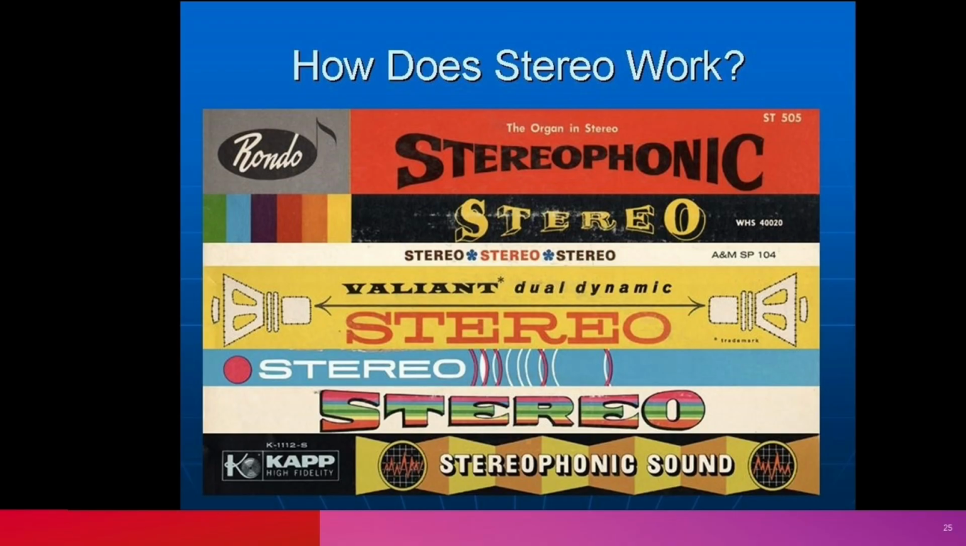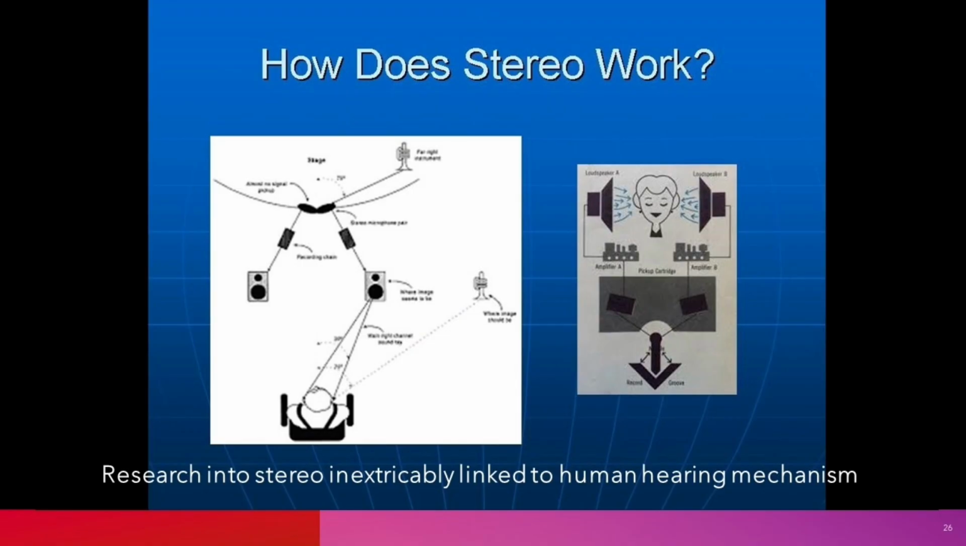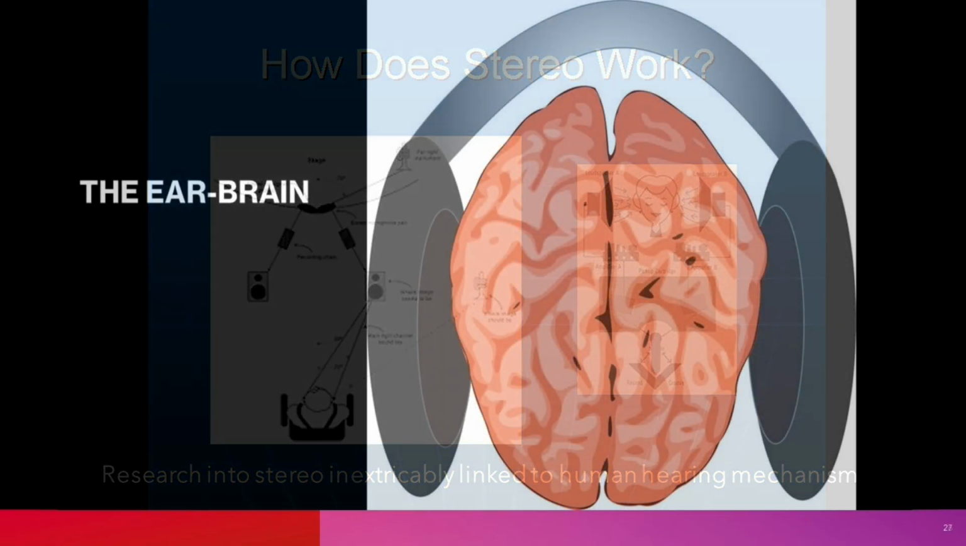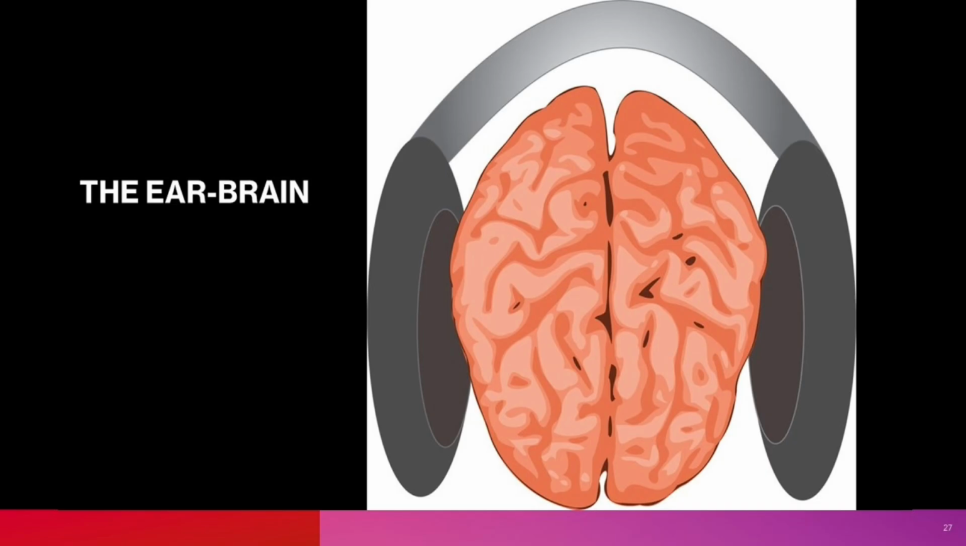Any book you've ever opened on stereo starts out with the human hearing mechanism, right? You got two speakers, two ears. You can hear any sound anywhere in between those two speakers by means of summing localization. Two speakers, two ears, right? Okay, that's all we need to know. We're done. Put the sound from two microphones into two speakers and send it to your ears, and the ear-brain takes care of the rest.